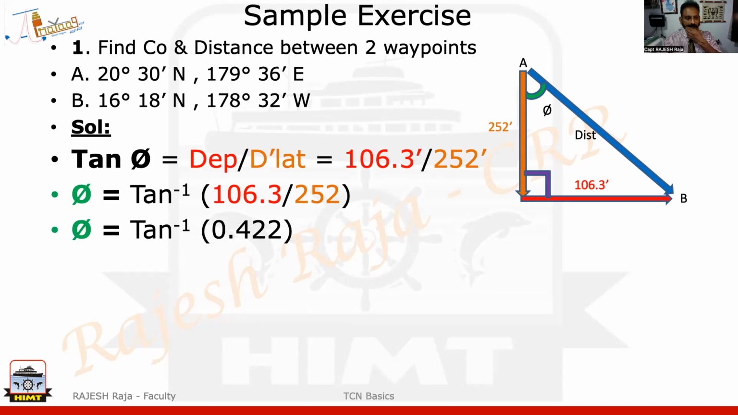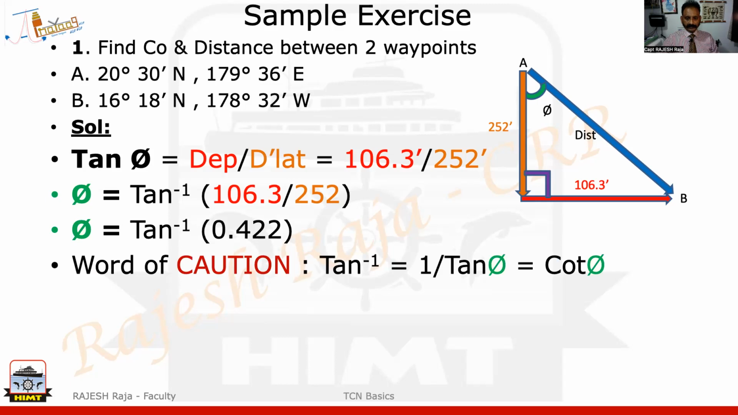Now there is a small word of caution which many beginners make a mistake on. They think that tan inverse is 1 by tan theta, which is equal to cot theta. So please don't do this, because I'm already finding theta. Theta is on the other side of the equation. So this is wrong. Please don't do it. I've seen many students making this mistake. So please don't do it. Okay. So theta comes to a value of 22 degrees, 52.5 minutes.